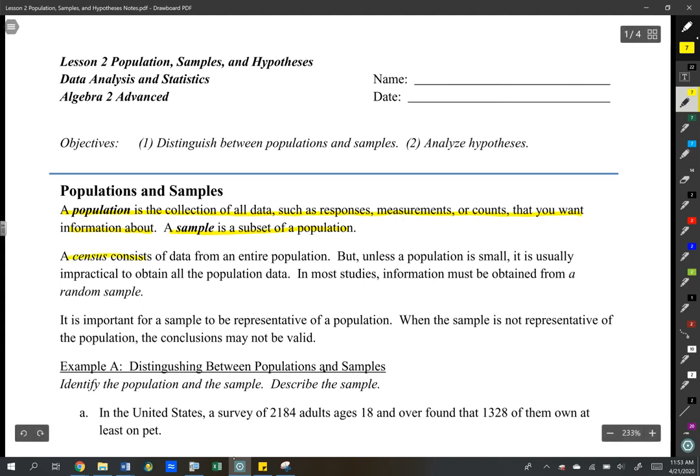A census consists of data from an entire population, but unless a population is small, it's usually impractical to obtain all the population data. In most studies, information must be obtained from a random sample. It's important for a sample to be representative of a population. When the sample is not representative of the population, the conclusions may not be valid.